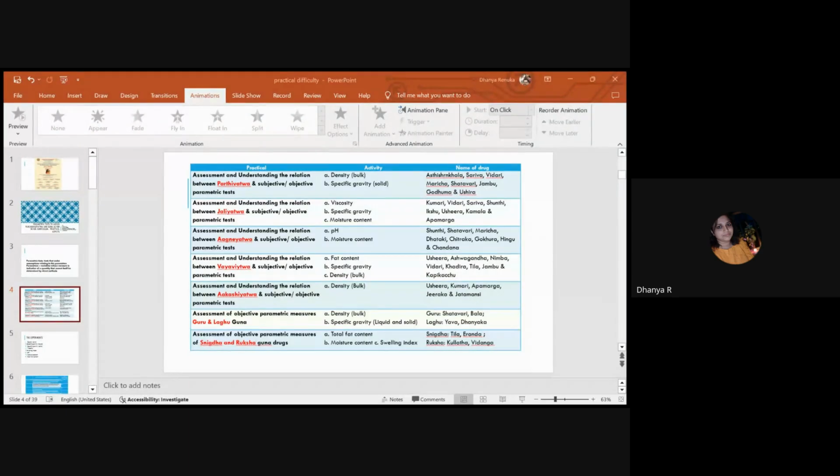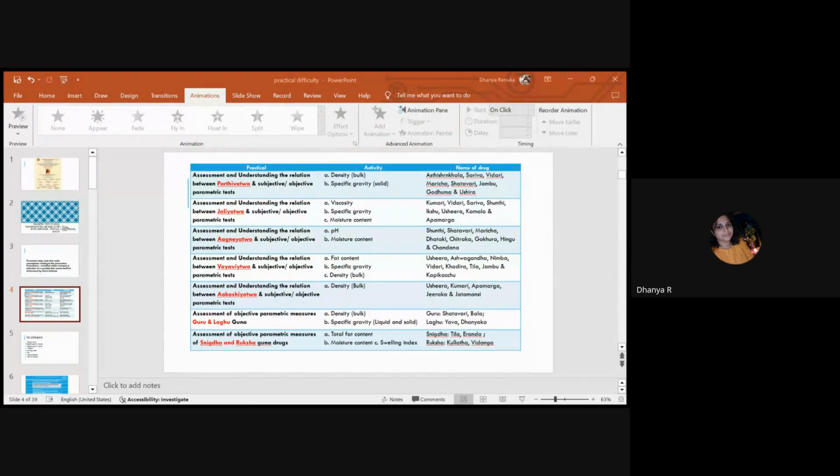Yes, sure. So NCISM has given some activities to assess the various Panchbhautiktva. For Parthiv Tattva, they have given two parameters, that is bulk density and specific gravity, and they have also given us a choice of drugs like Asti Sringla, Sariva, Vitari, on which we can carry out these practicals. For Jaliyatva, they have given 3 parameters: viscosity, specific gravity, moisture content. And for Agneyatva, pH and moisture content is given. And for Vayavitva, fat content, specific gravity, and bulk density is given. And Akashiyatva is measured by bulk density.